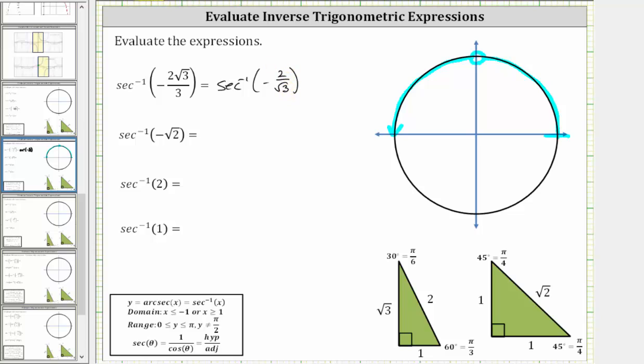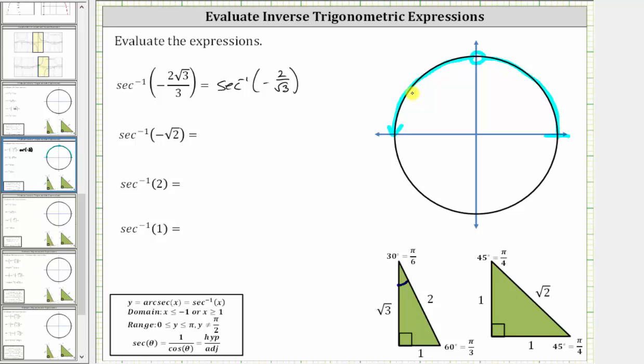So again, looking at the 30, 60, 90 reference triangle, notice how the secant of 30 degrees, or pi divided by 6 radians, is equal to the ratio of the hypotenuse to the adjacent side, which is 2 divided by square root 3. But we are looking for the angle that has a secant function value of negative 2 divided by square root 3, and therefore the angle we are looking for is not 30 degrees or pi divided by 6 radians, but this is the reference angle that we will sketch in the second quadrant where we know secant theta is negative to find the angle that we want in this given interval.